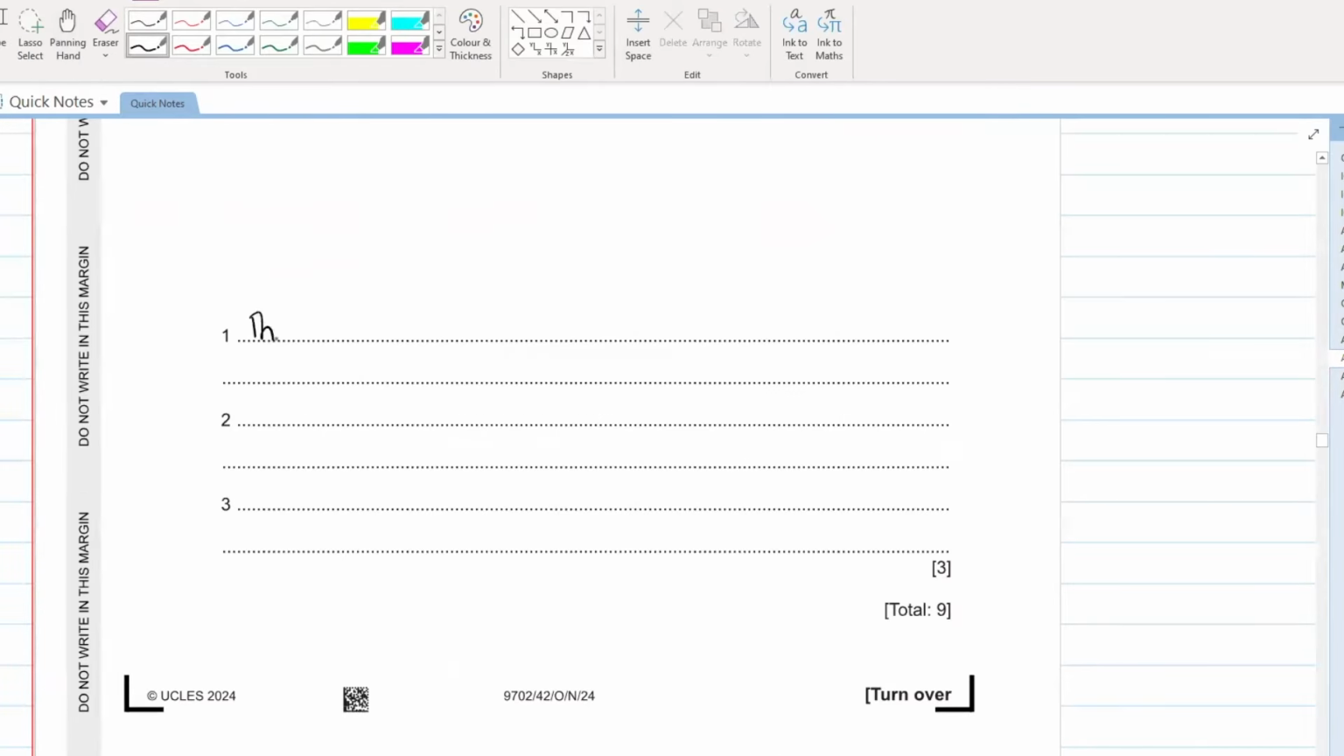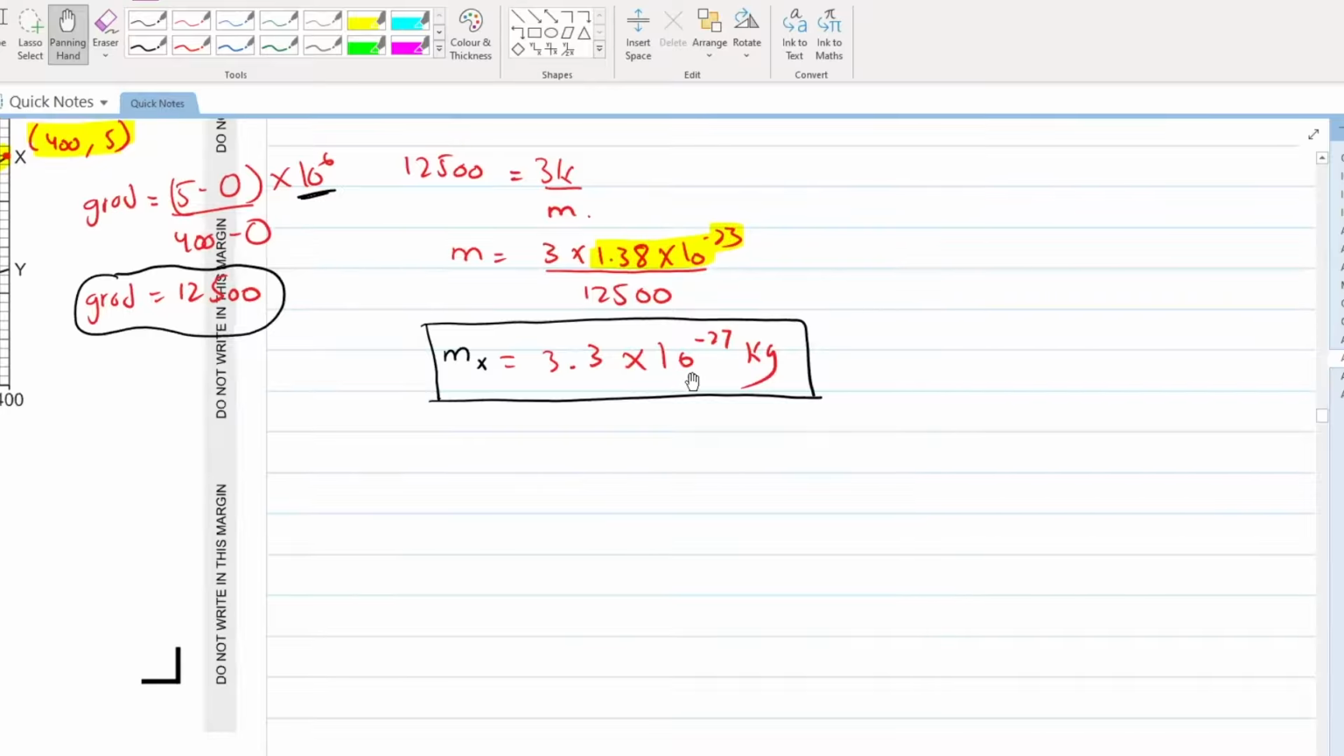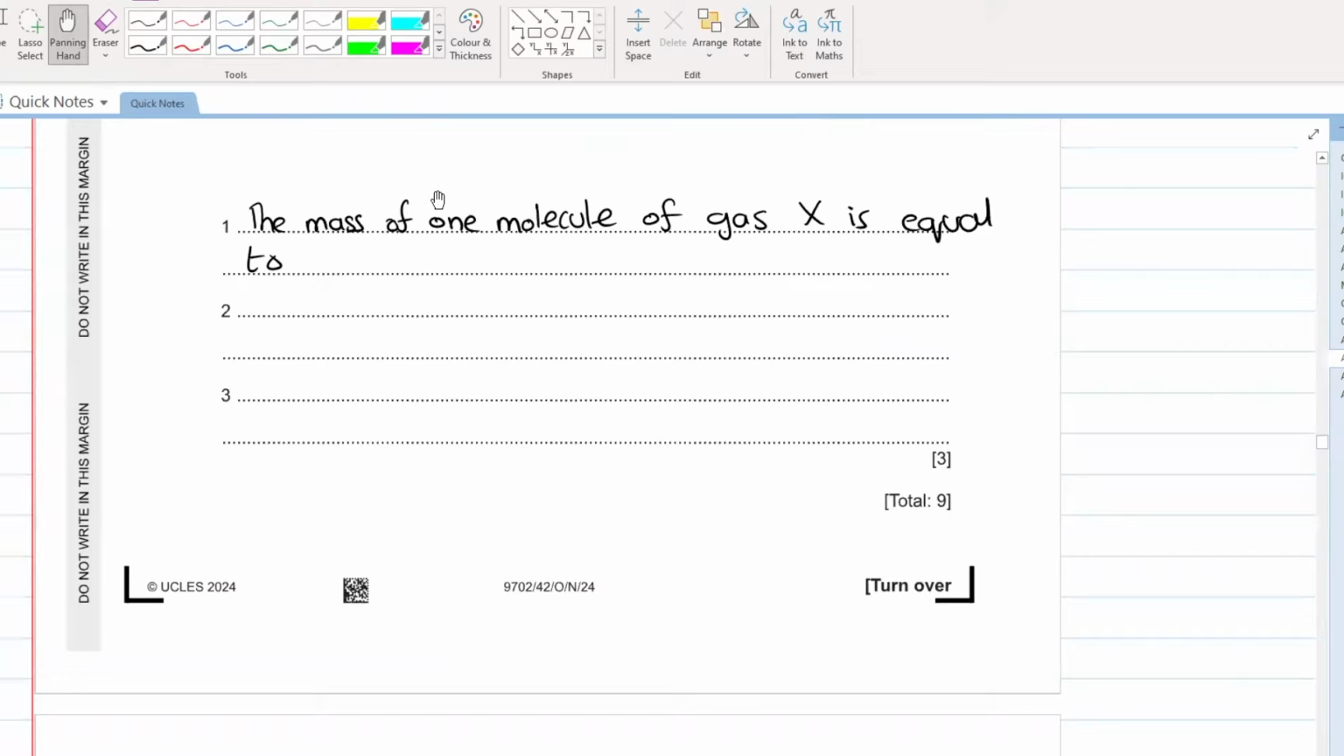You can say the mass of one molecule of gas X is equal to what? The mass of one molecule of gas X is equal to 3.3 into 10 raised to the power of minus 27 kg. Write it here.